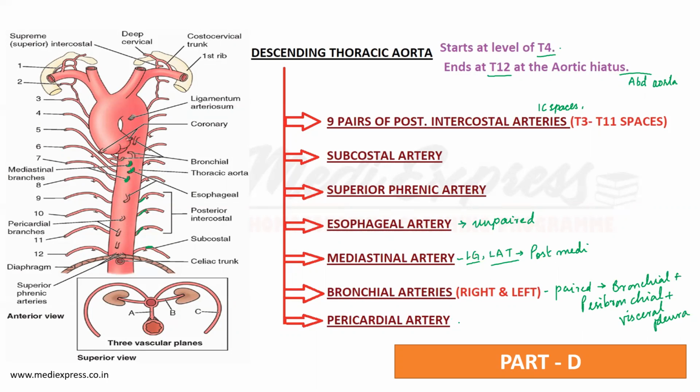Lastly, we have the pericardial arteries. These are small unpaired arteries that arise anteriorly, and they supply the dorsal portion of the pericardium. Remember, it supplies the dorsal portion of the pericardium. So this is the blood supply, especially of the descending thoracic aorta. I hope this is clear.